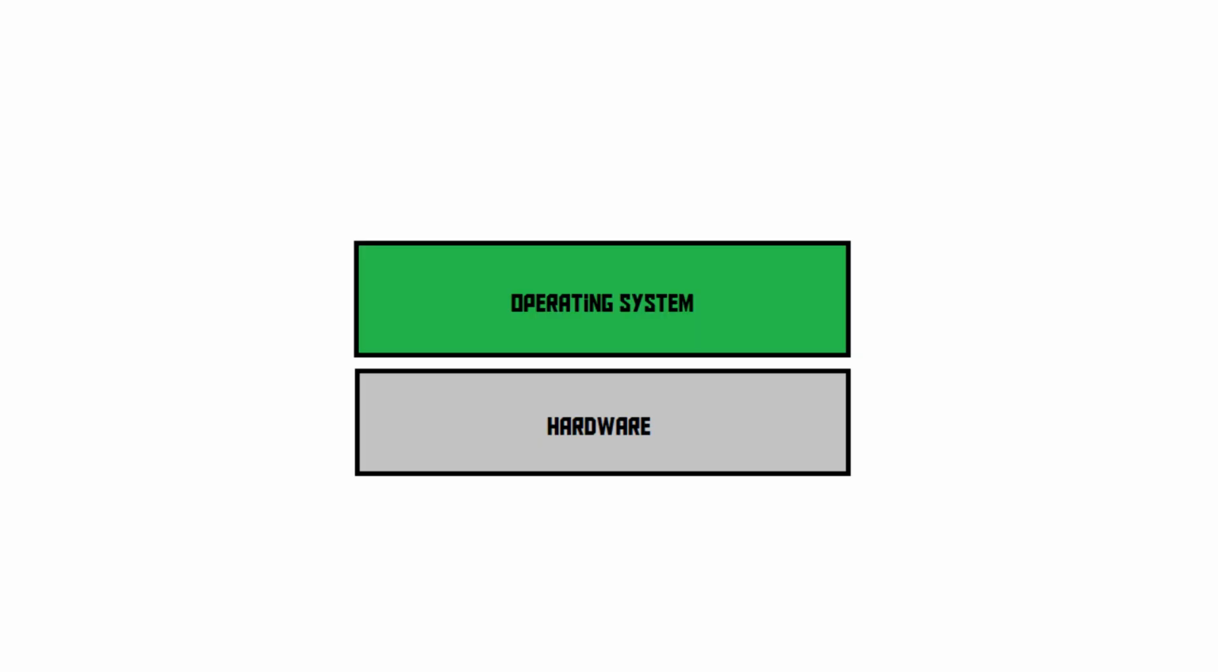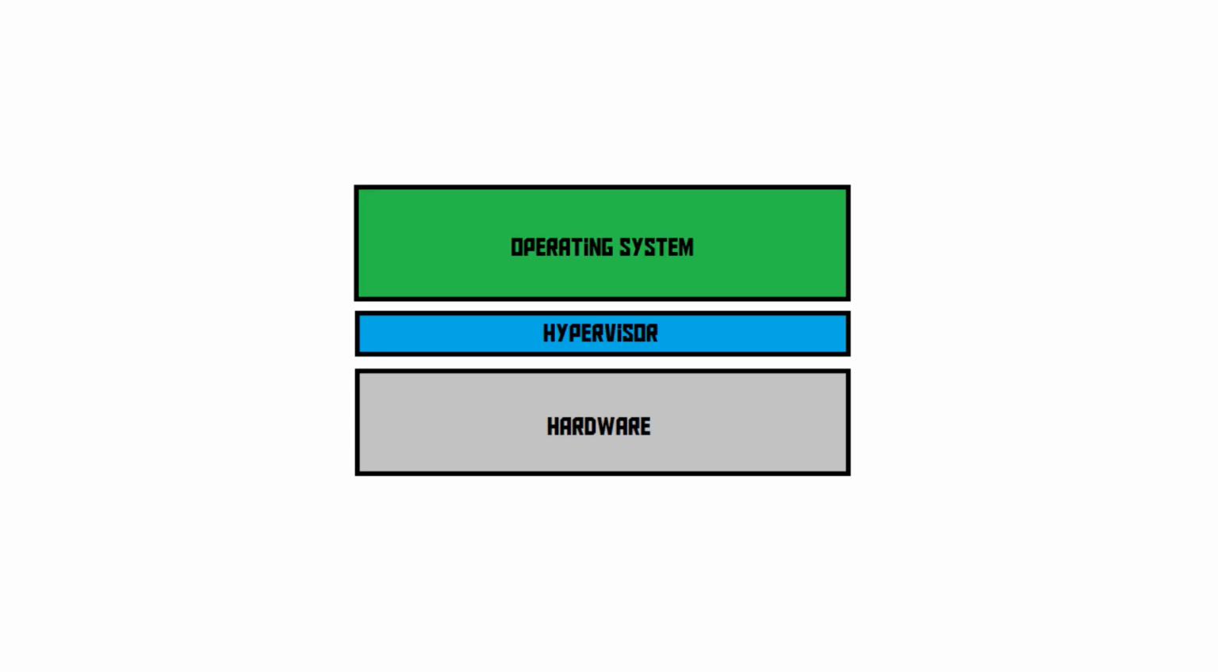So first of all, let's just remind ourselves of what virtualization is in the first place. Normally, an operating system such as Windows or Mac OS or some kind of Linux distribution runs directly on a physical computer. So you have a physical computer, a piece of hardware, and then you have a piece of software, the operating system, running on that computer.